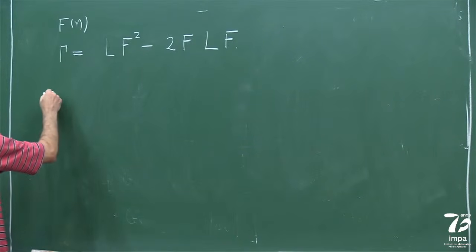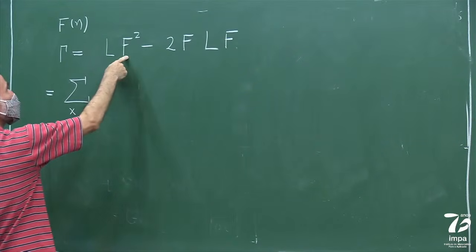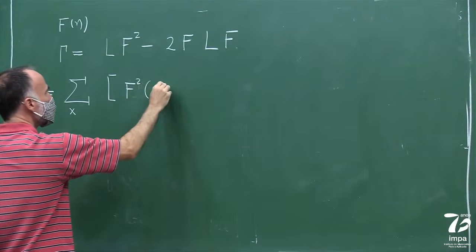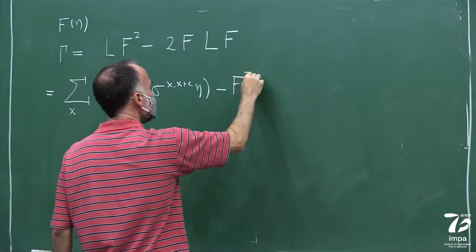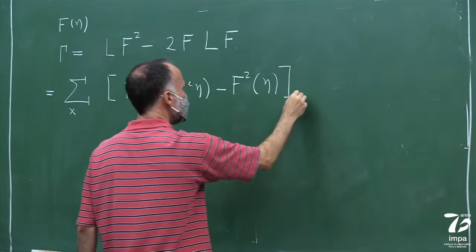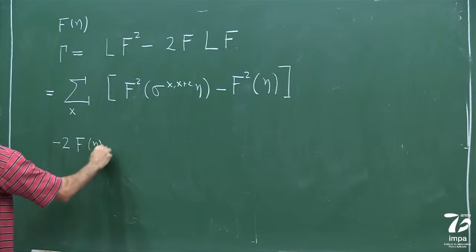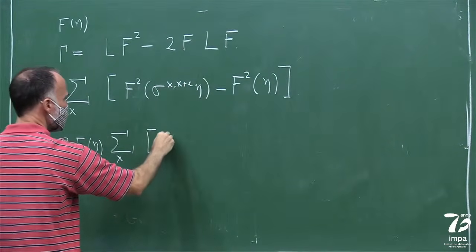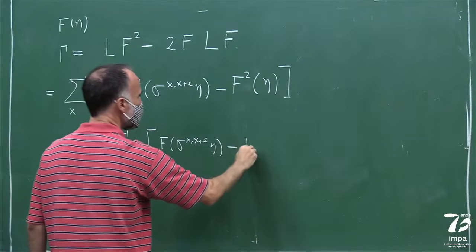So what is the generator? The generator, as we have seen, is a sum. So I'm computing L applied to f squared. So this is f squared at sigma x plus e of eta minus f squared of eta. Okay? So this is the first term. And then we have minus 2 f of eta, the sum in x of, because here appears LF, f of sigma x plus e eta minus f of eta.